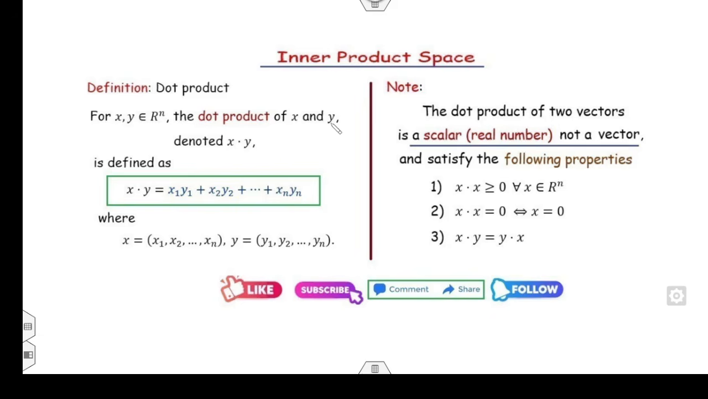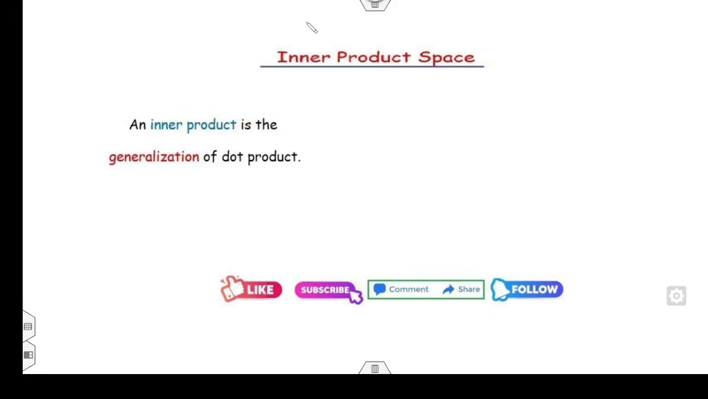Fine. Now, because this is a scalar value, based on the dot product we can define the concept of the inner product space. The inner product is the generalization of the dot product. Fine. How can you generalize it? Before I generalize, let me give you some notations that I will use throughout this lecture series.